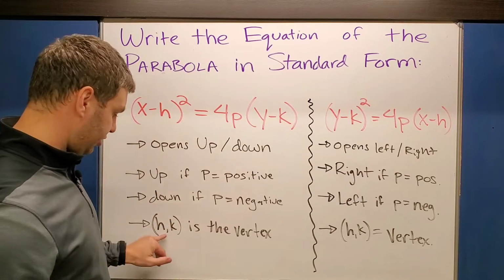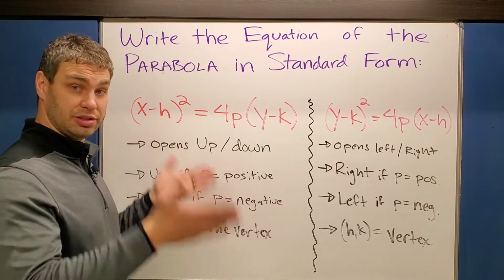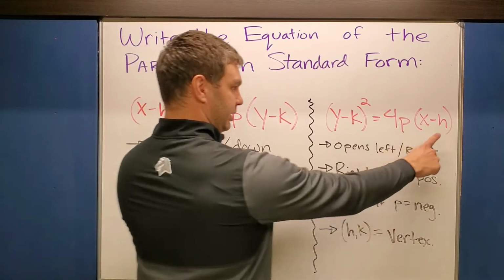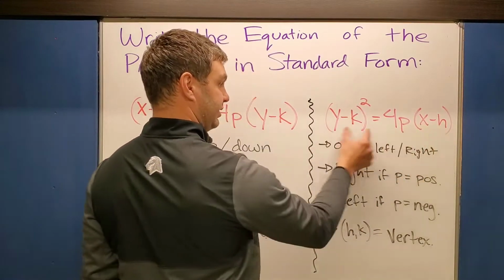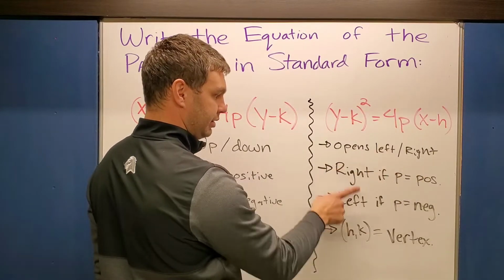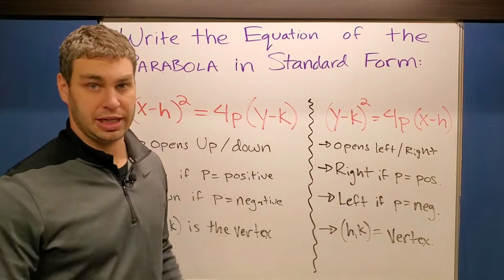And also, h, k, just like with circles, isn't going to be our center, but it's going to be the vertex of this parabola. That's still true over here, h, k. However, you have to be a little bit careful. Make sure you get the h with the x and the k with the y. Otherwise, this one's going to open left or right: right if p is positive, and left if our p value is negative. Okay, let's get into number one.